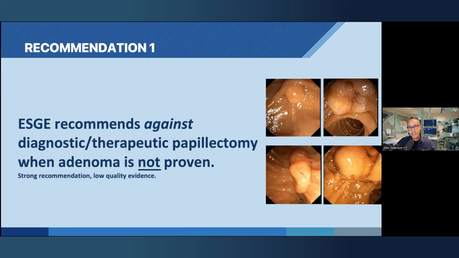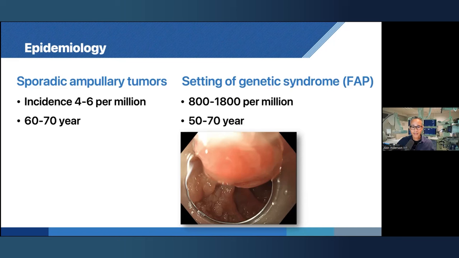Now, for recommendation number one, ESGE recommends against diagnostic or therapeutic papillectomy when adenoma has not been proven yet. That sounds logical, because you do not want to resect a healthy ampulla, and you also do not want to resect an advanced lesion that is already a carcinoma, because you will not be radical in that case. You need surgery in some instances.